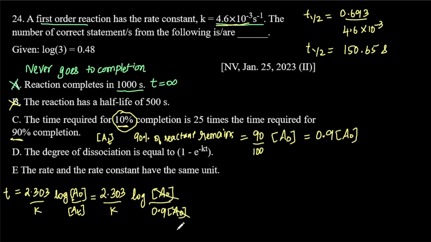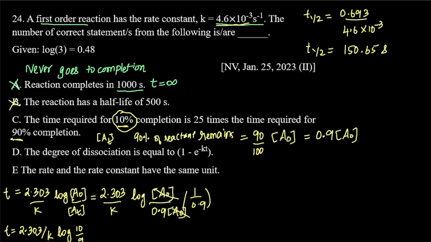So A naught will get cancelled and the remaining is T equal to 2.303 divided by K log of 1 by 0.9, which we can write as 10 by 9. So I will continue in the next page. For 10% completion, we got the time equal to 2.303 divided by K log of 10 divided by 9. Now you will see the question again.